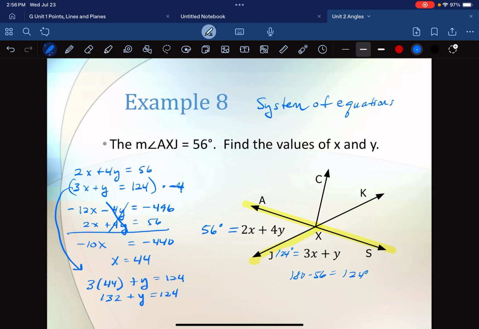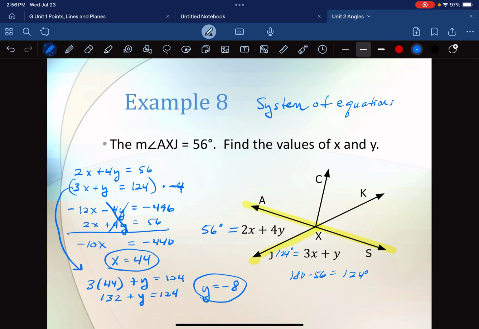And then I'm going to subtract 132 from 124. And I get a negative 8. And it's okay for y to be negative. It's not an angle measure. It just helps us determine the angle measure. So the values of x and y are 44 and negative 8.